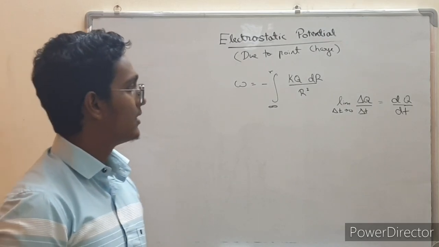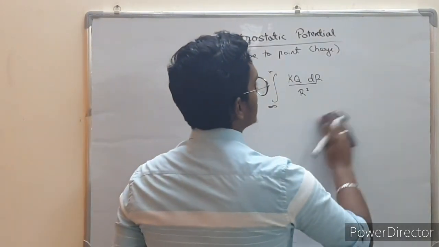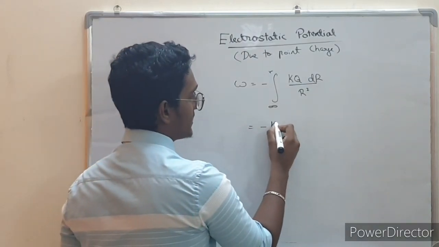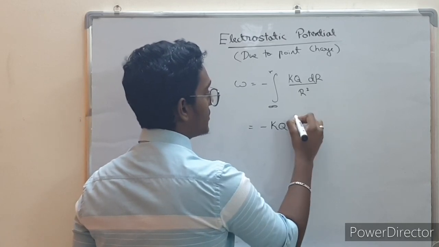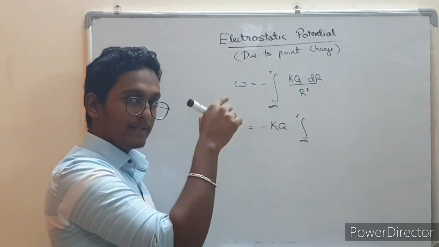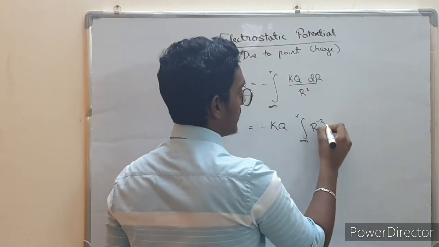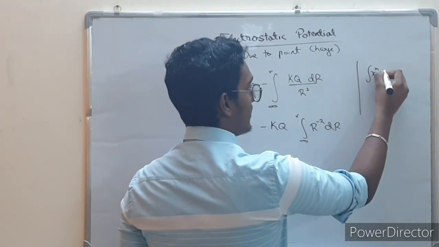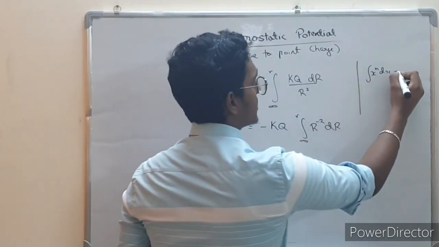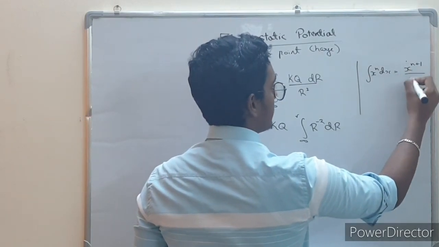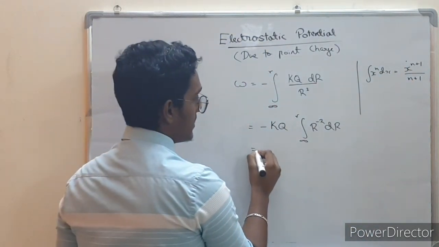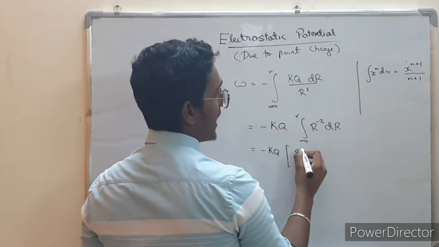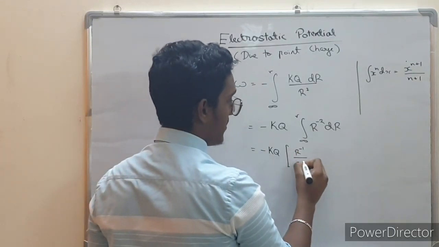So here we can just apply the concept of derivatives, so it becomes dr. Now k and q are constants, you can bring them out. So minus kq integral from infinity to small r of r raised to minus 2. Now we have to integrate this, and we saw the integral of x raised to n dx. dx is always going to be there. So it's x raised to n plus 1 divided by n plus 1. So let's apply minus kq, r raised to minus 2 plus 1, which is minus 1, divided by minus 1.